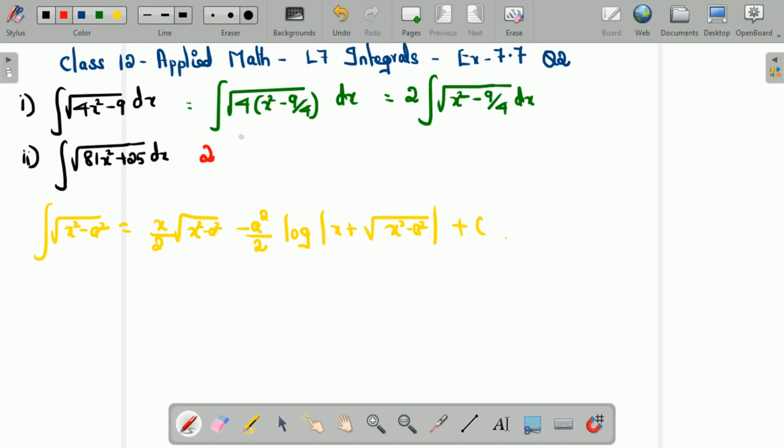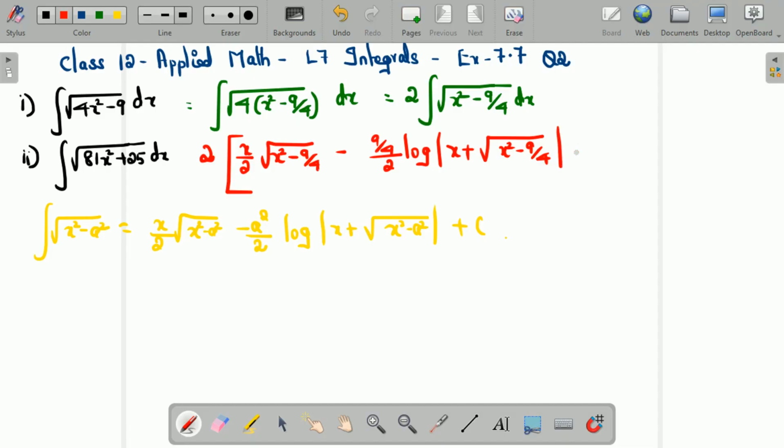So I am putting a 2 and then a square bracket to start with the formula substitution. So here x by 2 root of x squared minus a squared is 9 by 4. So I am writing this 9 by 4 as such minus a squared by 2. So 9 by 4 by 2 log of x plus root of x squared minus a squared, because again 9 by 4, plus c, that I am putting outside the square bracket. So plus c.